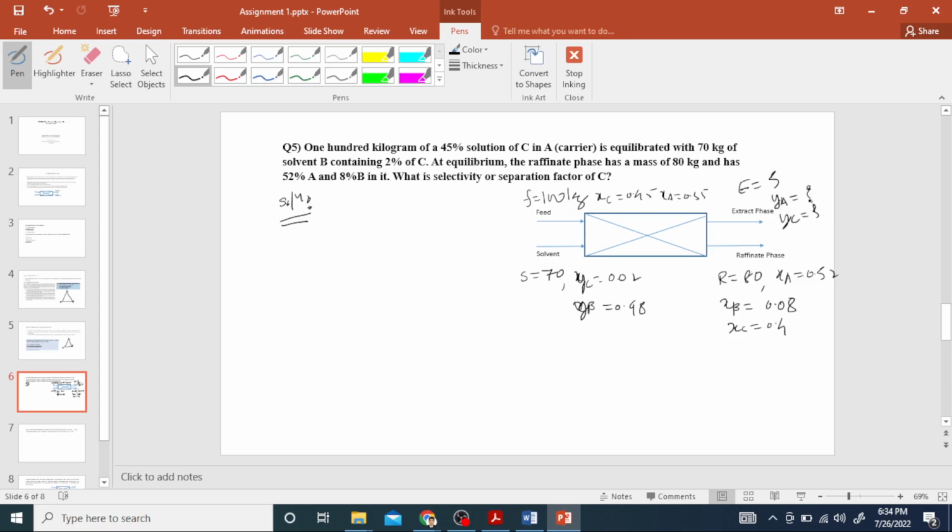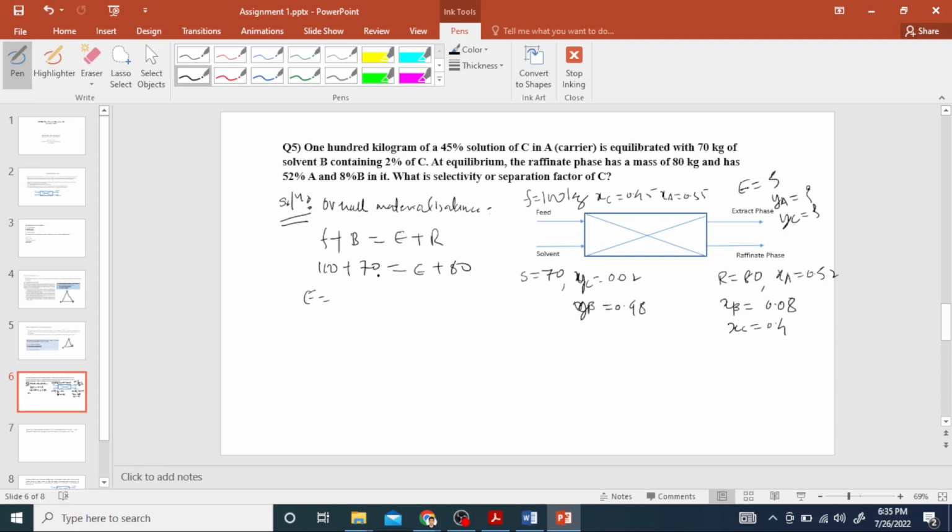So to calculate the extract, we have to do the overall material balance. So input is equal to output: F plus B is equal to E plus R. So here F is equal to 100, B is equal to 70, R given 80, so E is equal to 90 kg, right?